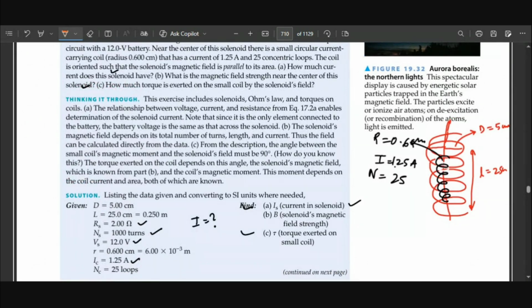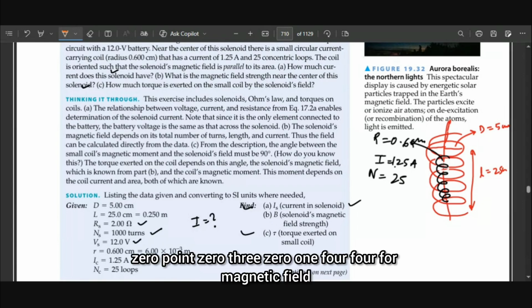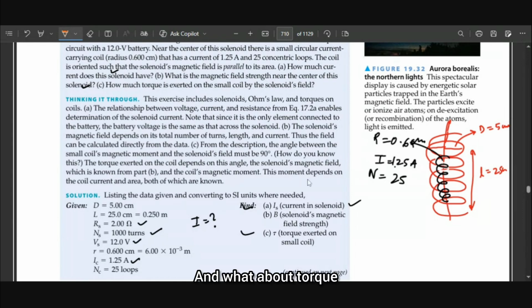Yes, sir. I'm getting 0.030144 for magnetic field. And what about torque? 1.06 times 10 to the power minus 4 for torque.